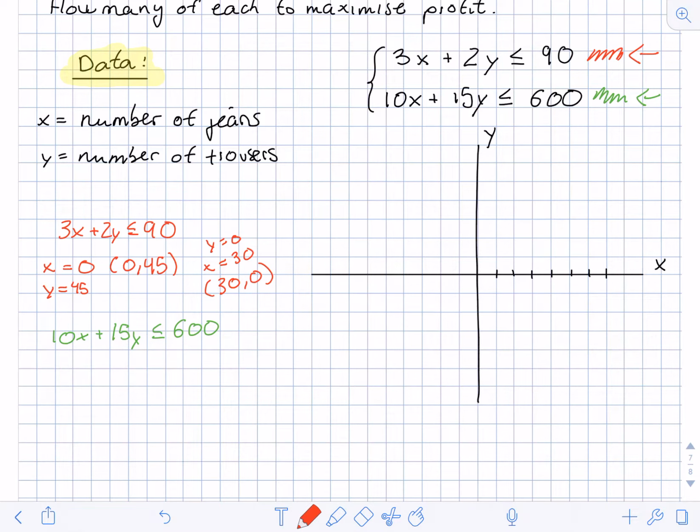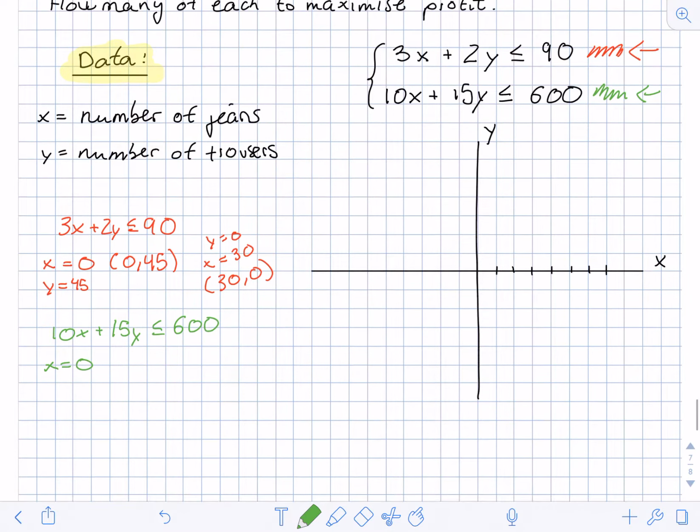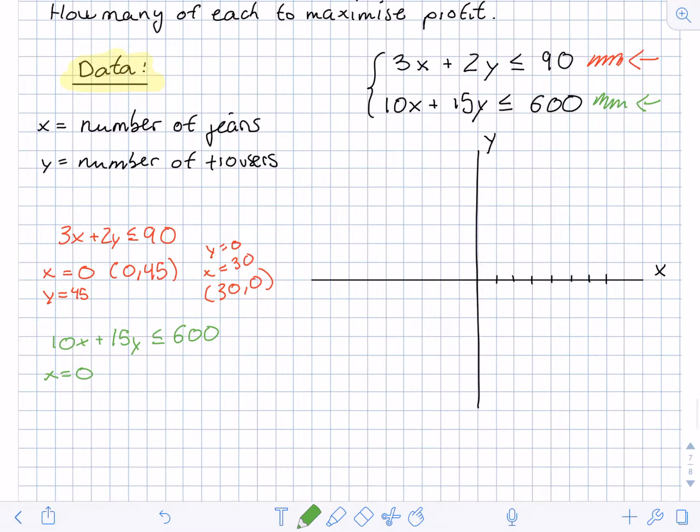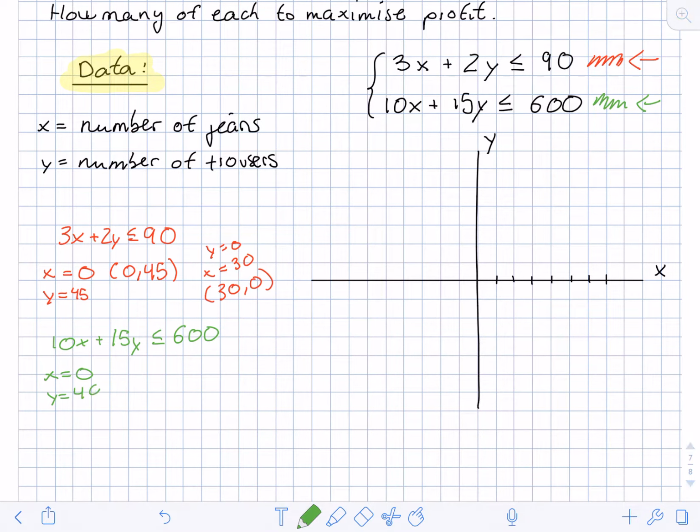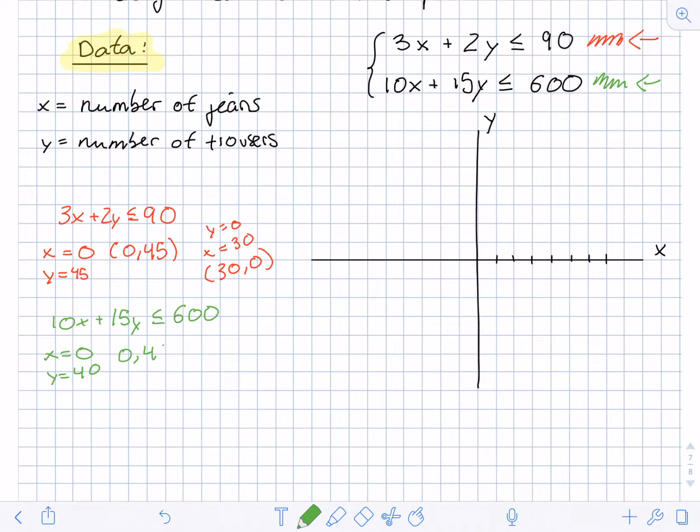Now let's go back to this equation. When x is equal to 0, y is 600 over 15, which is 40. So we have the point (0, 40). Then when y is equal to 0, x is equal to 60.